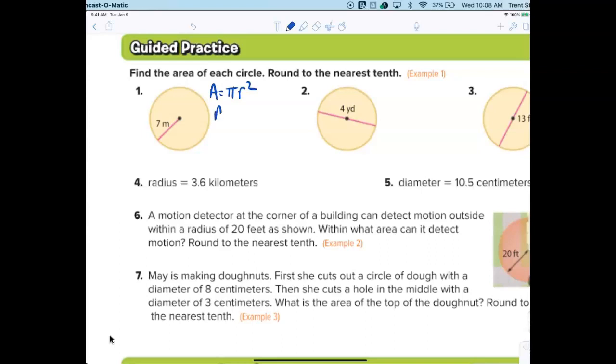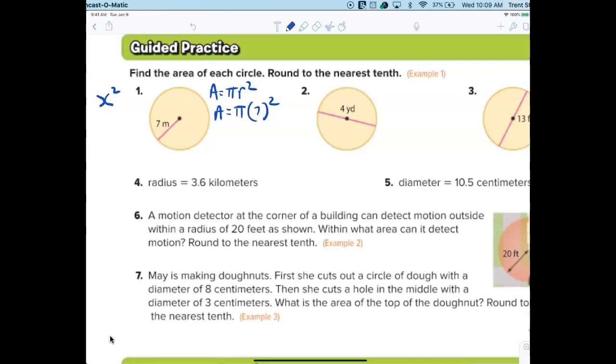So here we go. A equals pi times 7 squared. Then on your calculator. Now some kids had trouble with their calculator, so I'm showing you, use your calculator. A equals pi times 7 squared. Now the square button on your calculator is the x squared button. After you hit the x squared button, you have to remember to hit equal.